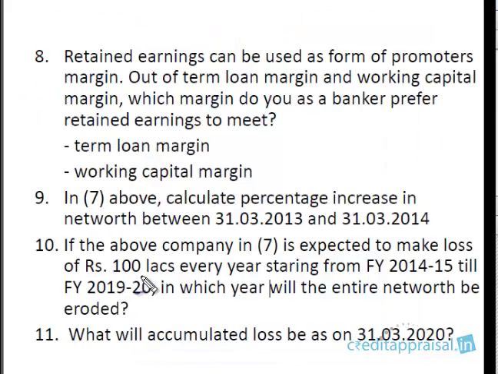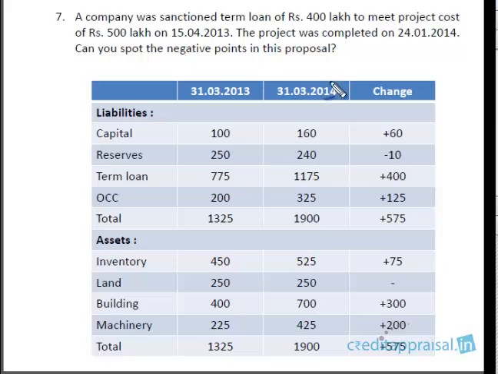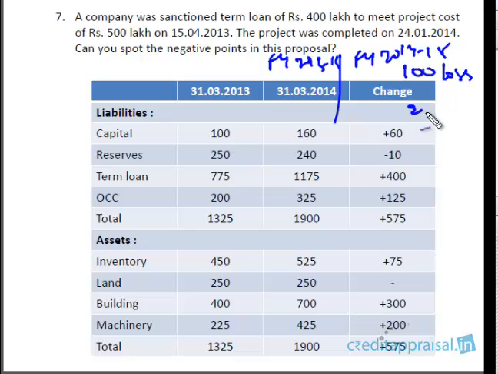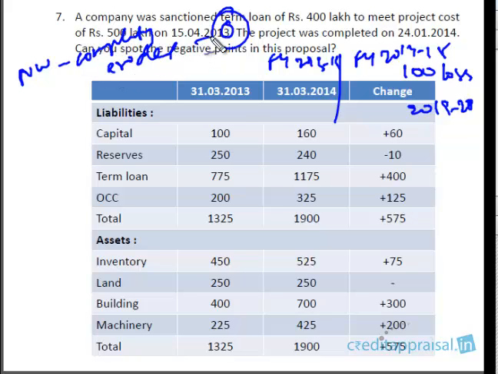So next question, 10th question. If the company in 7 is expected to make a loss of 100 lakhs every year starting from financial year 14-15 till 19-20, in which year will the entire net worth be eroded? Can you answer this? So the question is saying, starting from financial year 14-15, this is financial year 13-14. So starting from next year, we are expecting the company to make a loss of 100 lakhs till the year 19-20. These are expectations. So in which year do you think the net worth will be completely eroded? Or in other words, when will the net worth become zero?